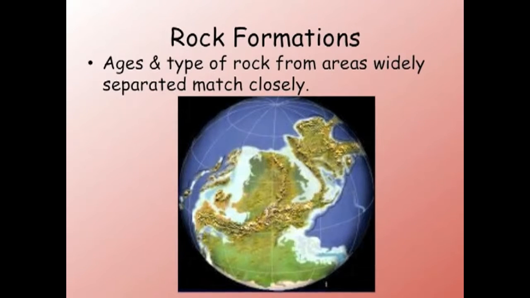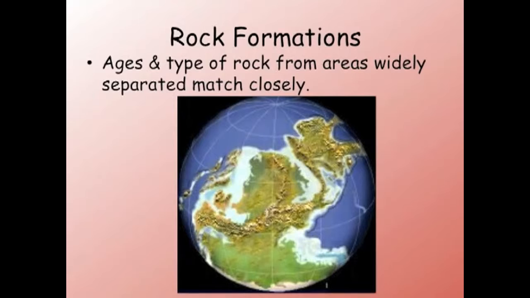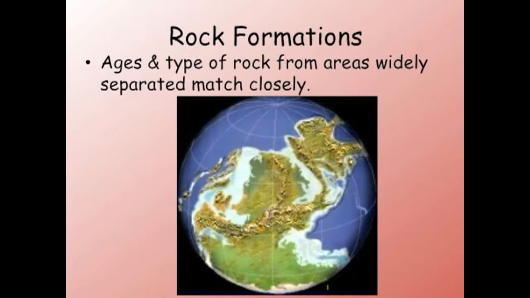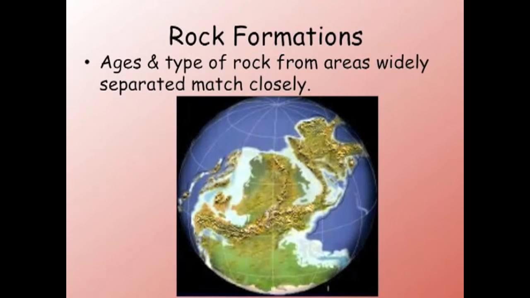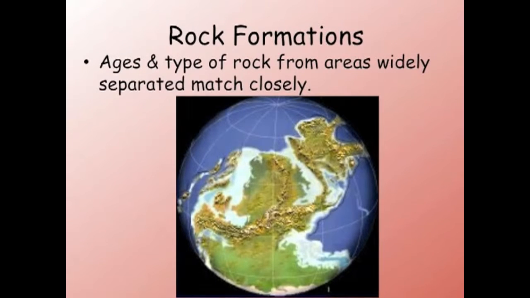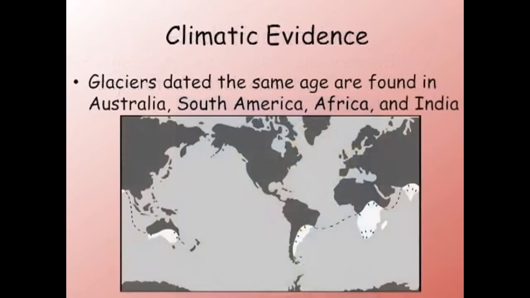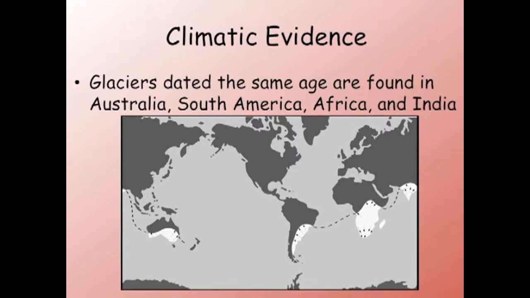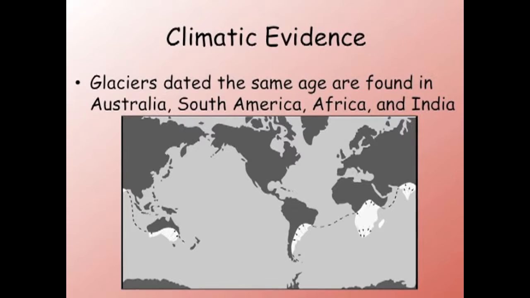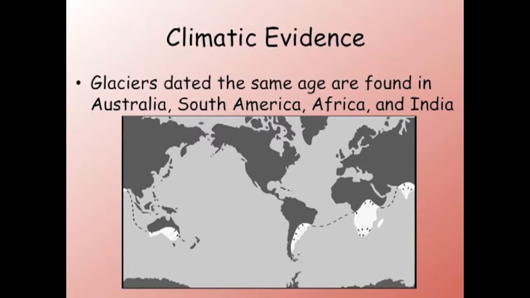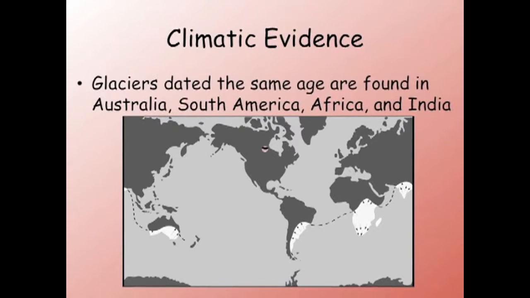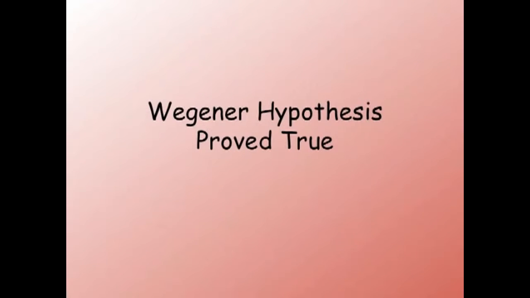For example, Appalachian Mountains found in eastern North America are similar in structure and age to those in Greenland, Scotland, and Northern Europe. They all form a continuous mountain chain when put together. Evidence number 4, there is evidence of glaciers in Australia, South America, Africa, and India. All places are too warm today for glaciers to form, so they must have been closer to the poles in the past. Now that we've seen the evidence, let's look at how Wegener's hypothesis proved to be true.